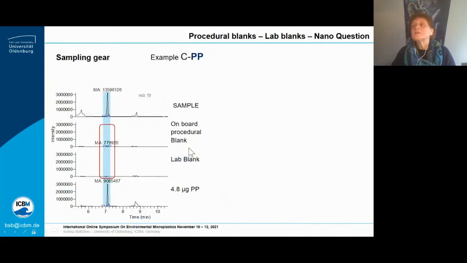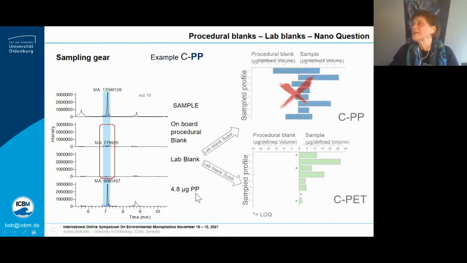Giving some samples, you see here a sampling gear effect, and here polypropylene, because a polypropylene liner was used in this sample procedure. What you're seeing is the sample itself, the onboard procedural blank with a definite polypropylene signal, the lab blank with almost no signal. And here, just to compare the order of magnitude, a polypropylene standard.